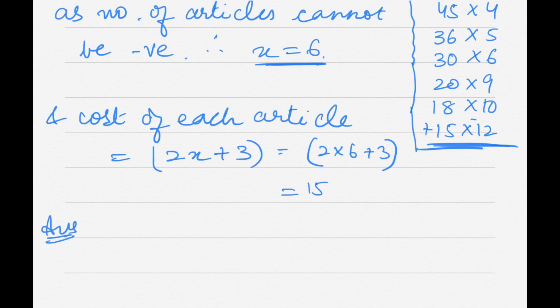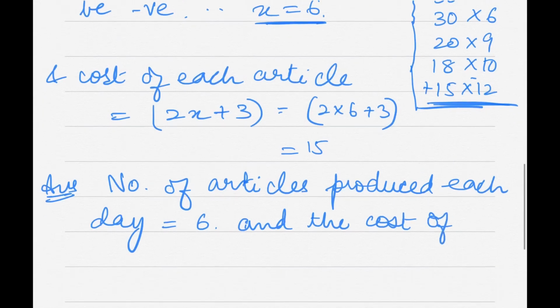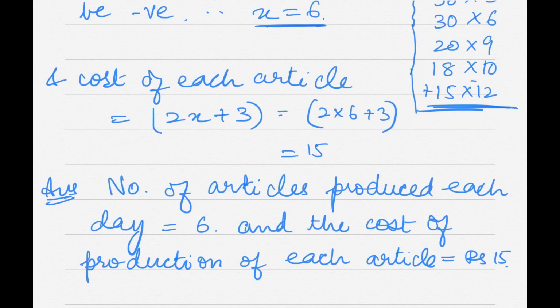So I can write down the answer now. The number of articles produced each day were 6, right? And the cost of production of each article is equal to rupees 15, correct?